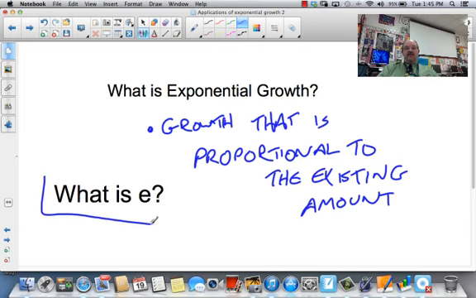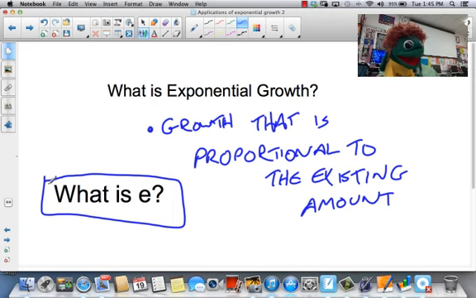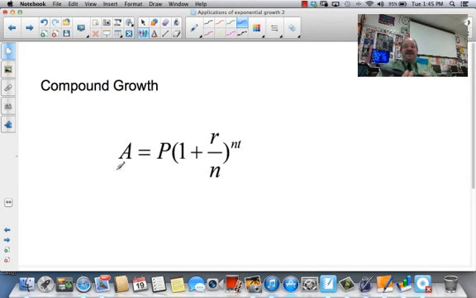Okay. So the other question that we might ask is, what is e? Let's see if Shelby knows the answer. Shelby knows the answer. What's e? The letter after d. No, Shelby, it's actually the exponential constant. Oh, tell us about it.